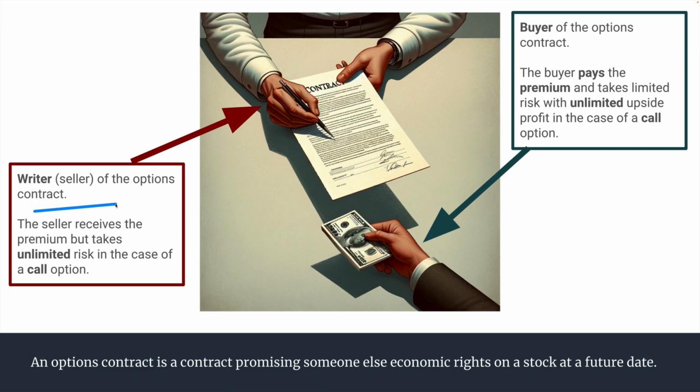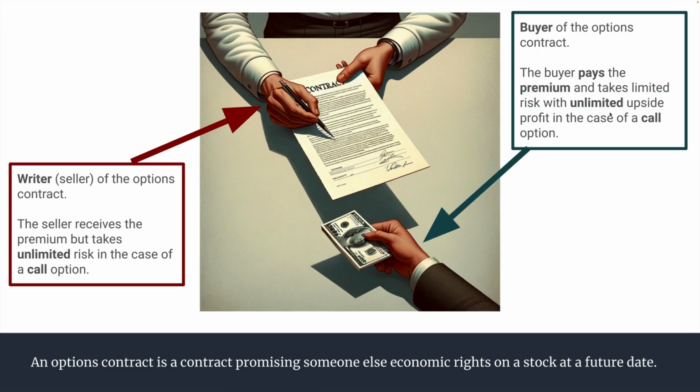The writer is the seller of the options contract, the person giving the contract to the buyer. The seller takes on unlimited risk when selling a call option. The buyer is the person giving money to the seller, the writer of the contract. The buyer pays a premium and takes limited risk, the premium they paid, for unlimited upside in the case of a call options contract. We're going to learn a lot more about that going forward, but these are basic terminology and the basic transaction of how options contracts work.